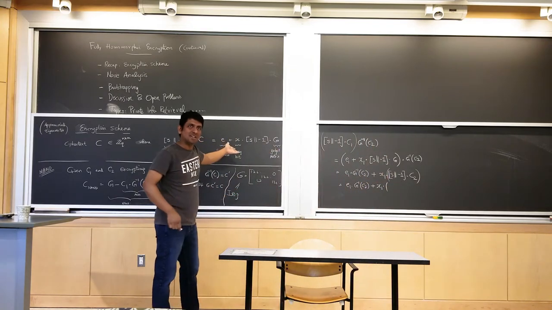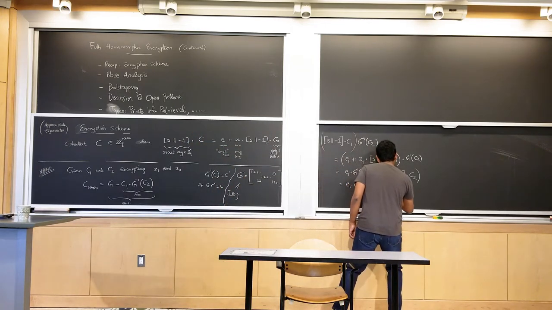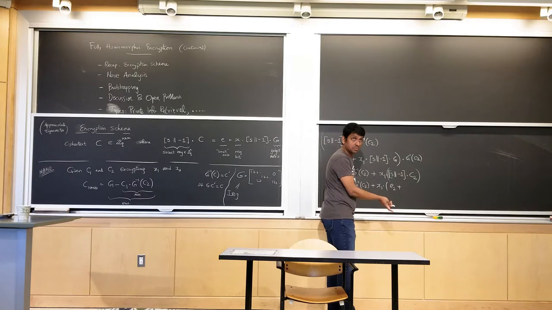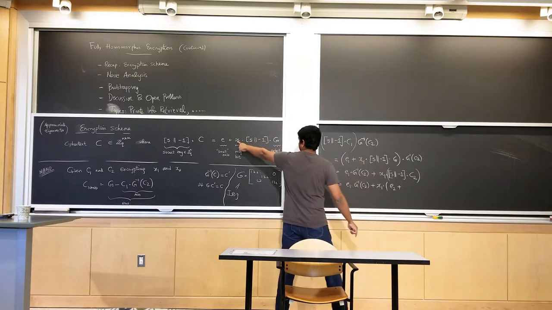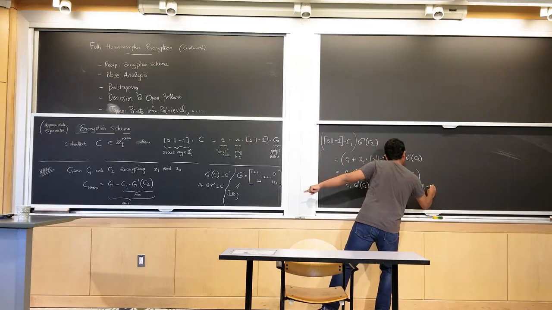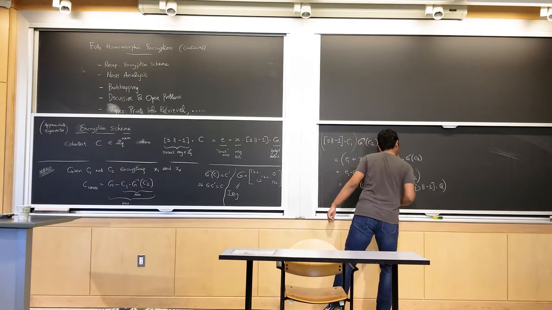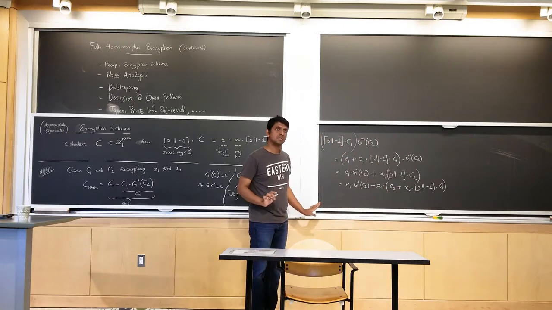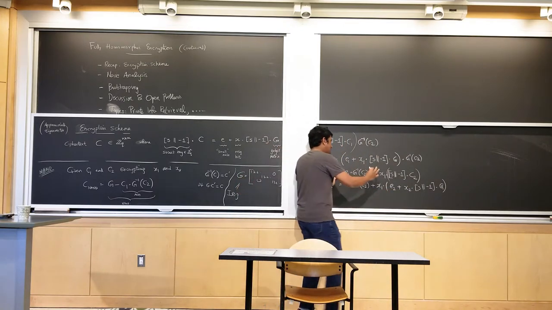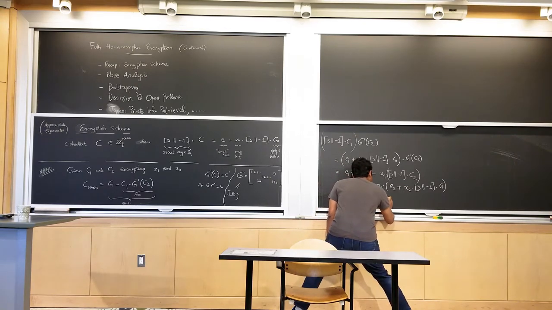Again, the same story. Just apply the decryption equation again. That's an error, a different error, E2 plus X2 times S concatenate minus 1 times G. So far so good. Now let's again group terms together. So this is E1 times G inverse of C2 plus X1 times E2.